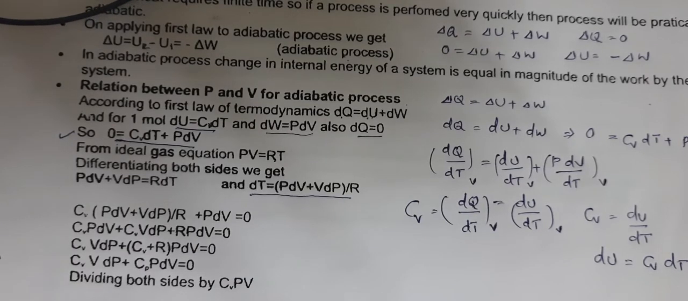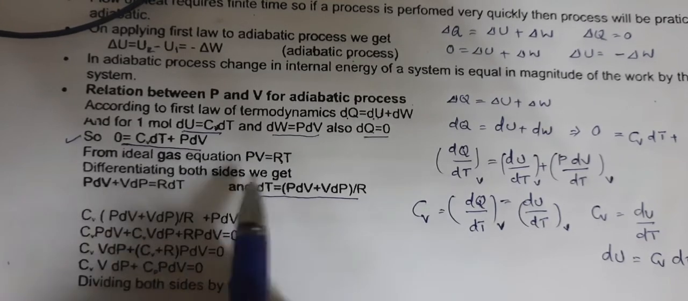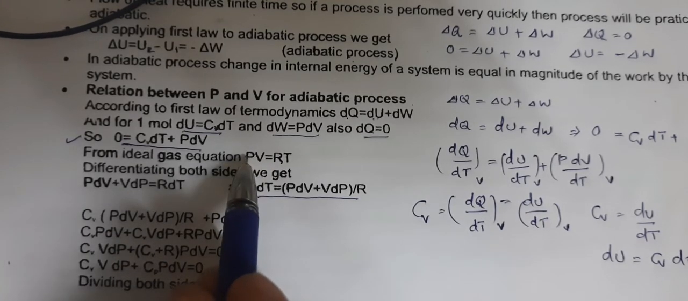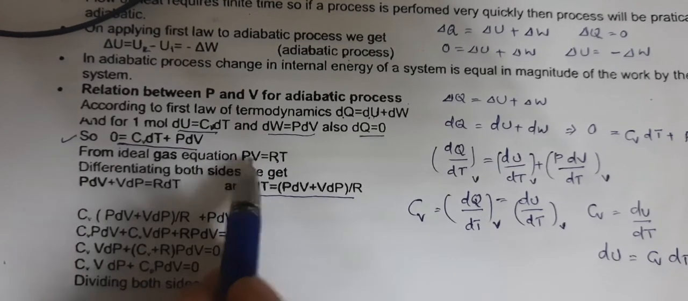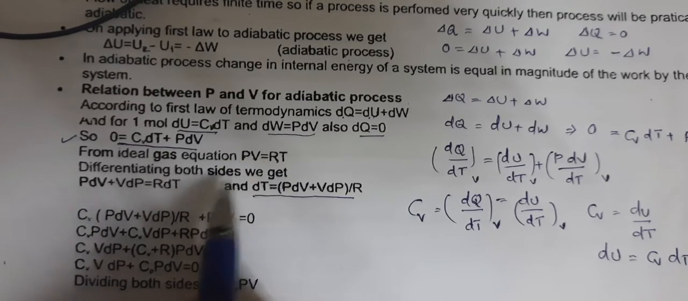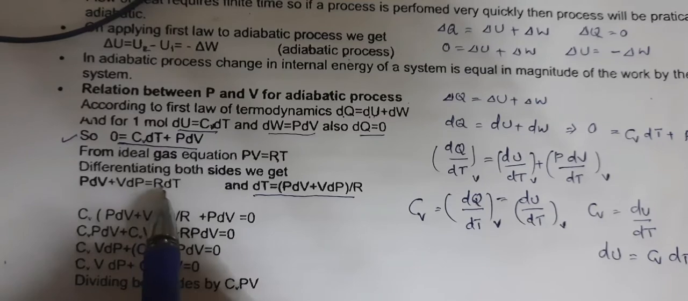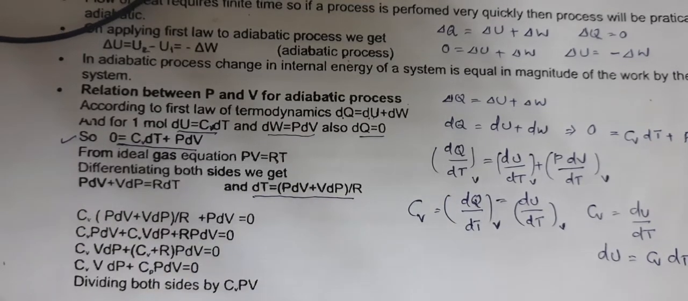So, a little lengthier derivation. From this PV is equal to RT, I just take the differentiation on either side. This is the product rule, P into V. So the first one, P into the differential of the second, dV, plus the second one, V into the differential of the first one, dP, is equal to R into dT. So from this dT, I take R to the left side, R comes in the denominator.